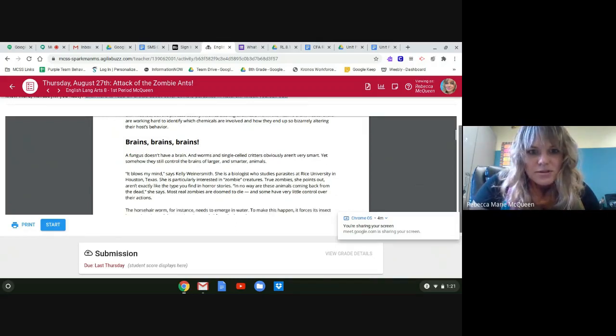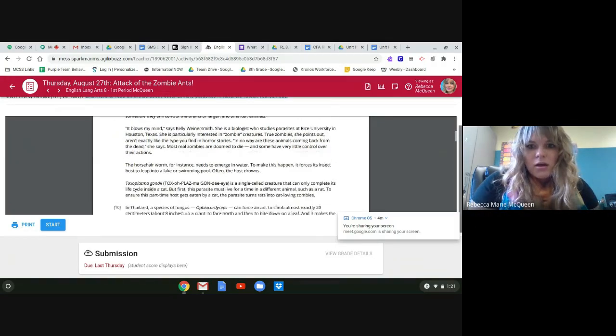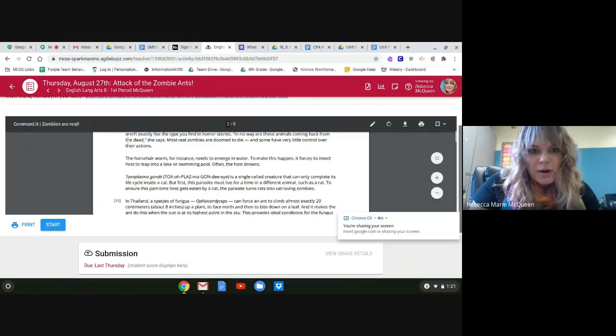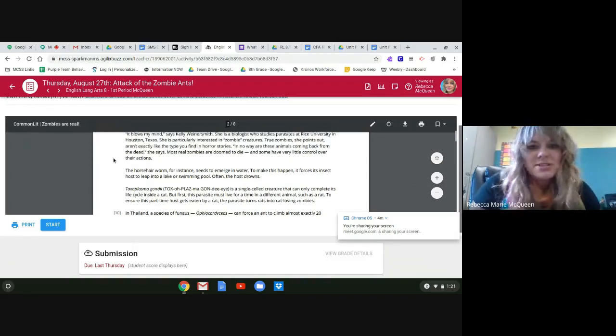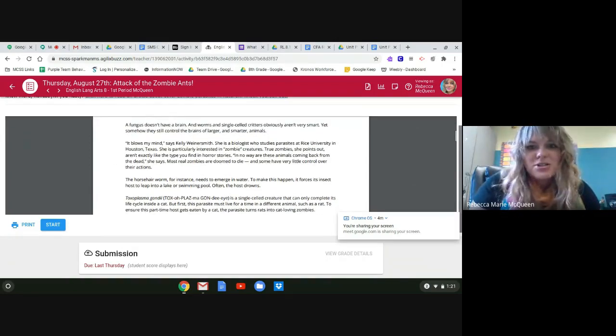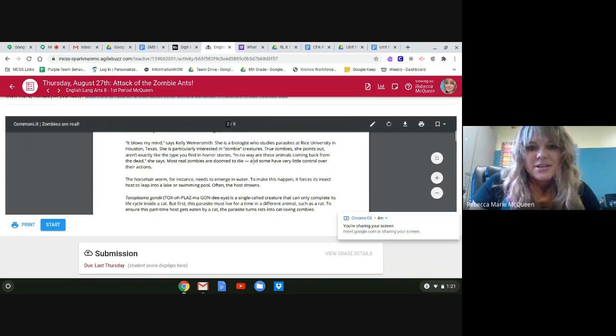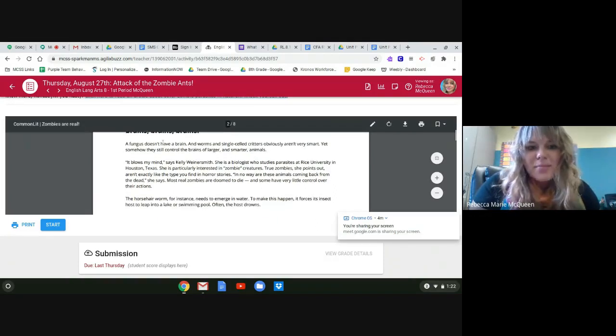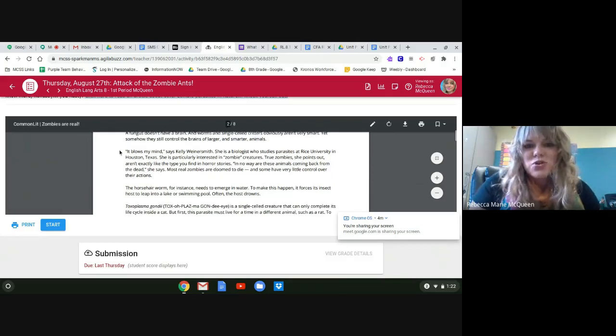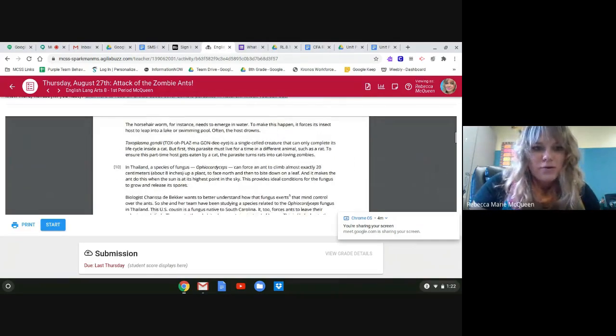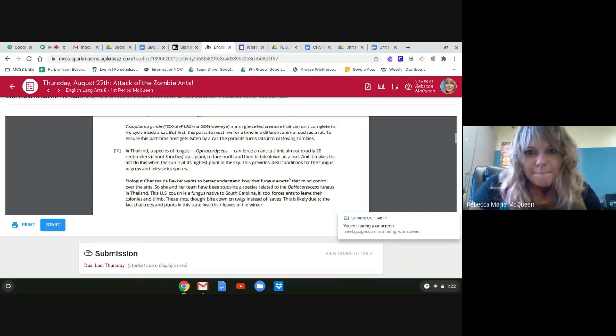Okay. So this part right here is talking about different types of fungi, different types of single-celled organisms that are so advanced. I mean, a single-celled organism doesn't have a brain like you or me, but somehow it knows how to still control the brains of larger and smarter animals. So even though it's a single-celled organism, it winds up taking control of something that's much more powerful. So that's pretty cool.